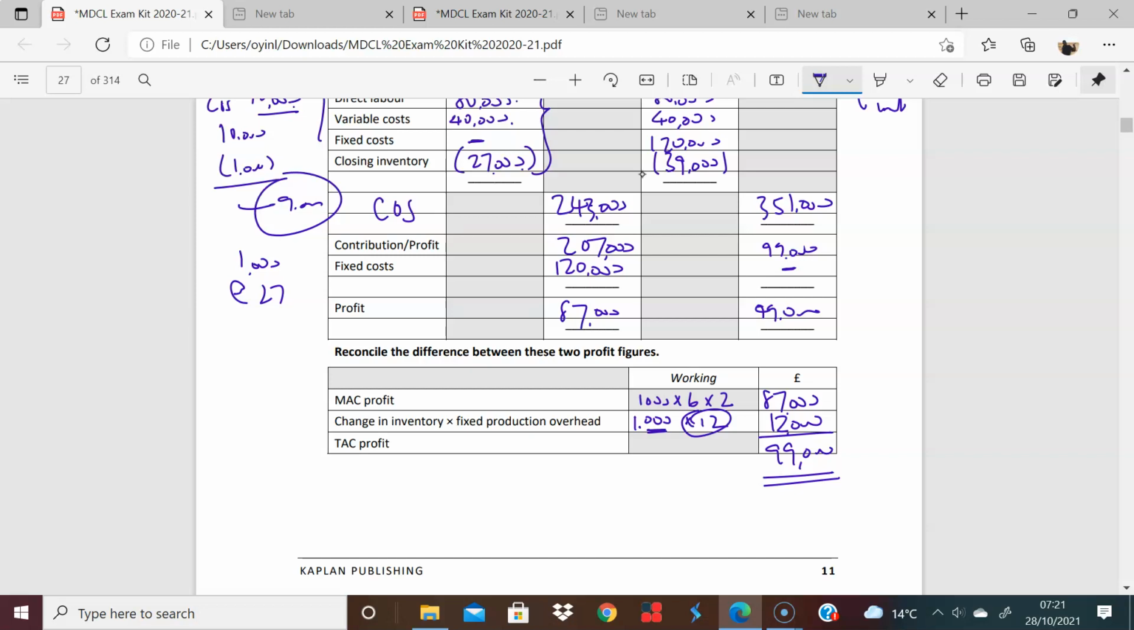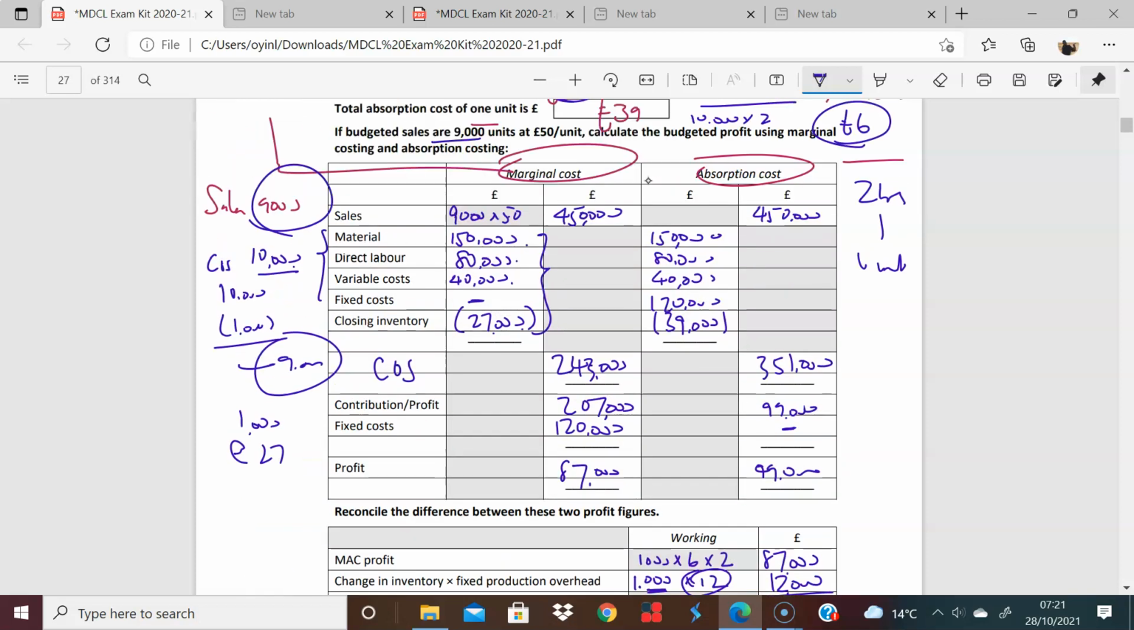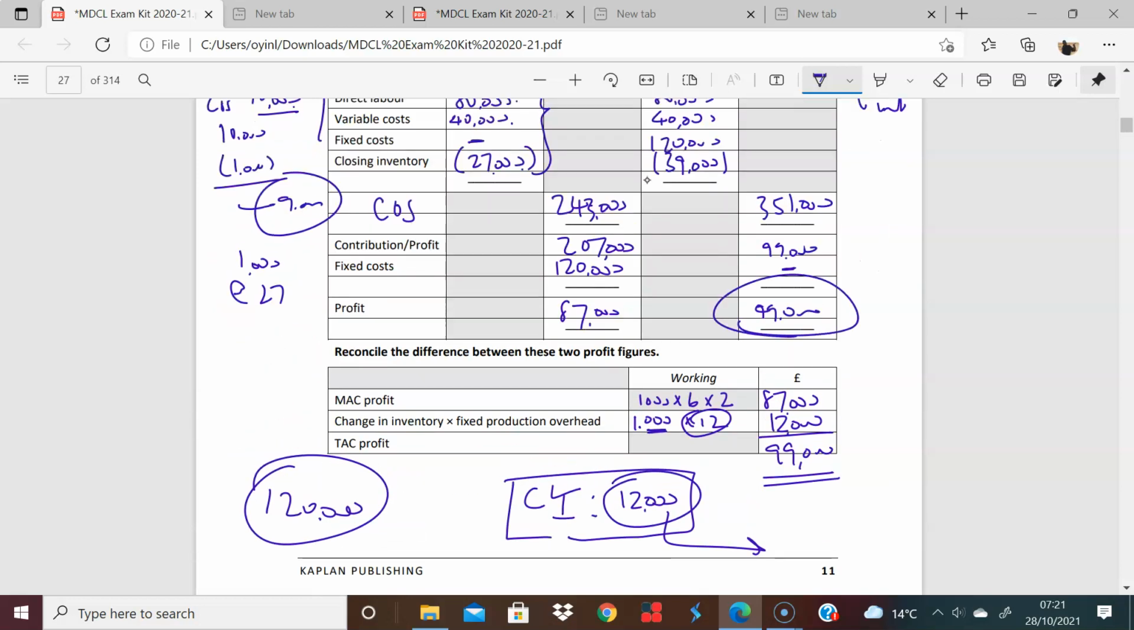The point here is that I have closing inventory that takes up £12,000 of those fixed costs in absorption costing, taking it away from my expense in this period. Thereby, because it takes it away, it gives you a higher profit of 99,000 as opposed to all of it going through that year under marginal costing. It obviously means that the following year, your profits will be lower in absorption costing because you will have this additional cost turning up in opening inventory.